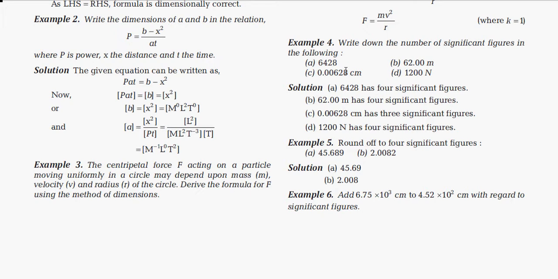Well, let's see 1200, guys. 1200 is again the same way as 6428. So again it is normal, it will have 4 significant figures.